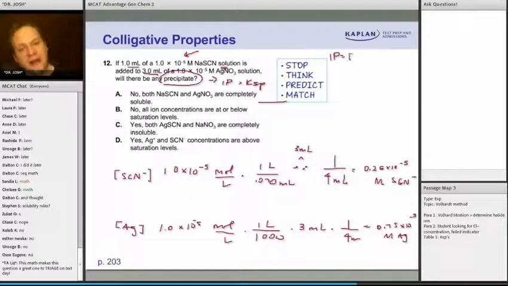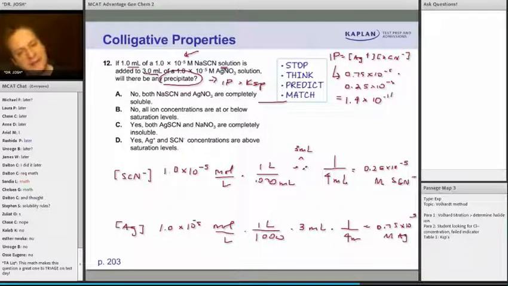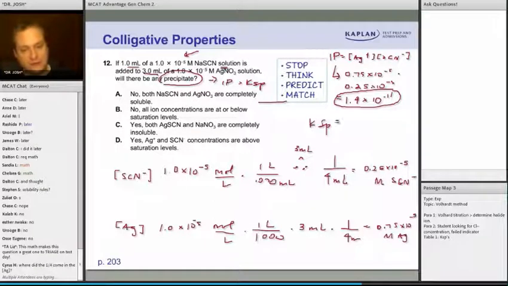And then to find the ion product, we take those concentrations and multiply them together. So we're going to end up with 0.75 times 10 to the negative fifth times 0.25 times 10 to the negative fifth. Do all your math, you end up with roughly 1.9 times 10 to the negative 11. So your ion product of this is 1.9 times 10 to the negative 11. What is the KSP for this solution?